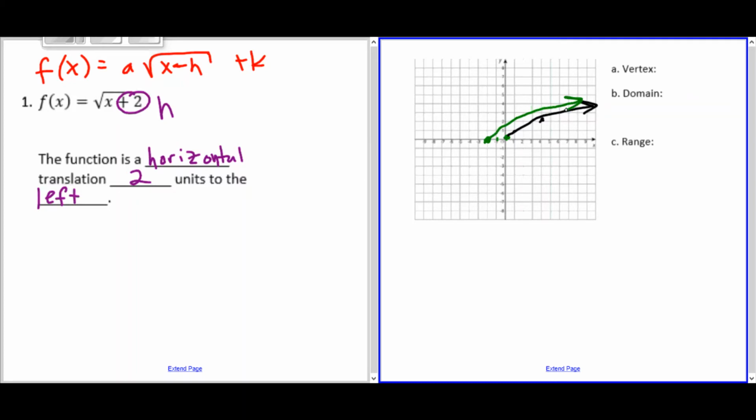Notice this is just a rough sketch. It doesn't have to be exact. This is just a rough sketch, and that's fine. We use the transformations to help us graph the new function.